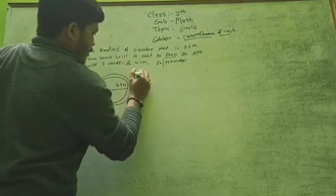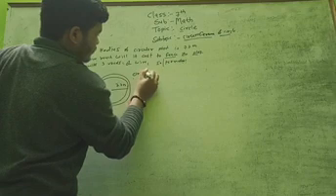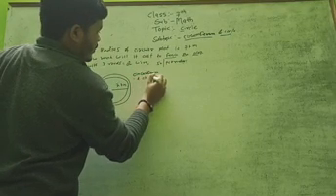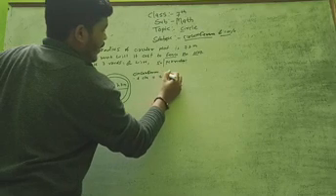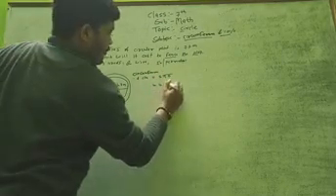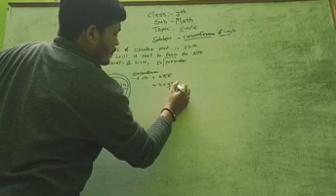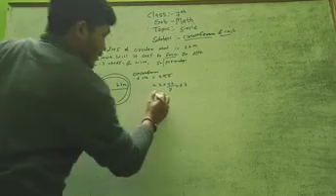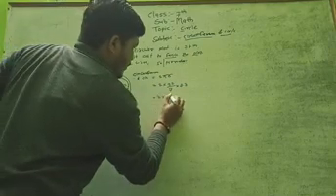So the circumference of a circle is equal to 2 pi r. So 2 multiplied by, what is the value of pi? That is 22 by 7. And what is the r? r is nothing but 7.7 meter. That's 2 multiplied by 22 by 7, multiplied by 7.7.